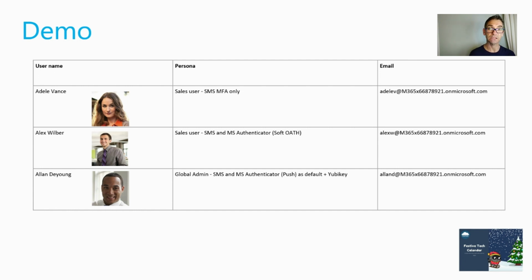So you can see Adele in sales. She's only got the phone number registered for SMS verification. Then we've got Alex, who's also a sales user. He's got SMS as a verification method, as well as the Authenticator app. And then I've got Alan, who is a global admin, but he's got SMS as a verification method, the Microsoft Authenticator using push notification, and a YubiKey security key. So he's got choices of verification methods.